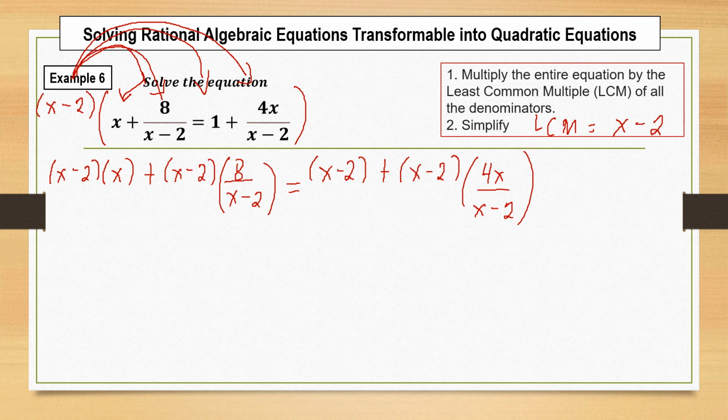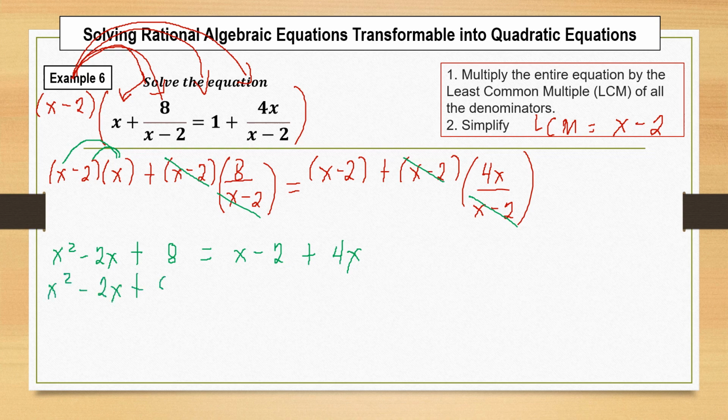Here, using distributive property, we have x times x is x squared, x times negative 2, negative 2x. Here, we look for possible cancellation. So x minus 2 in the numerator and denominator can be cancelled out. So we have 8 is equal to x minus 2 plus x minus 2 here will also be cancelled. What will be left will be 4x. So we have x squared minus 2x plus 8 is equal to, combine like terms on the right side of the equation, so we have 5x minus 2.